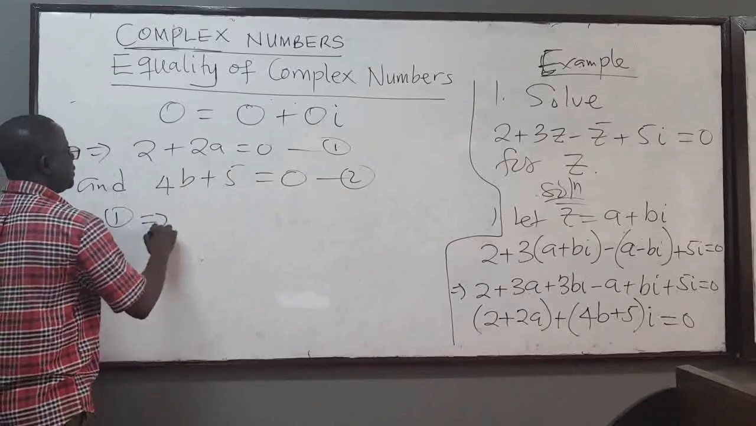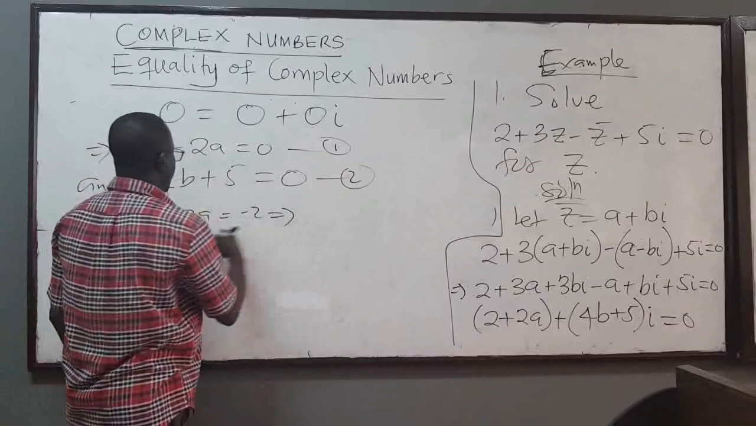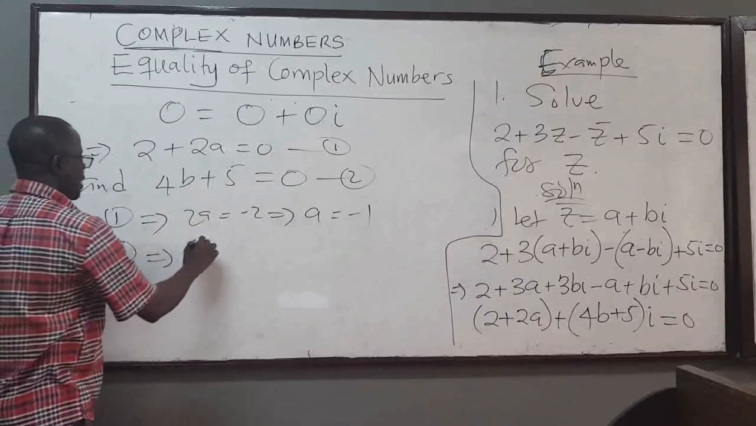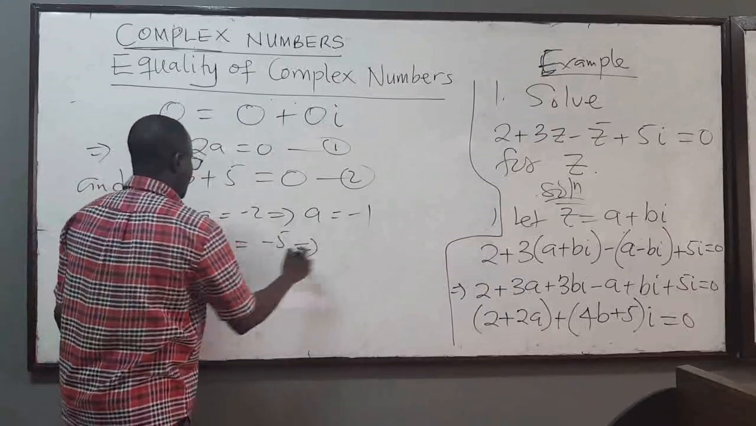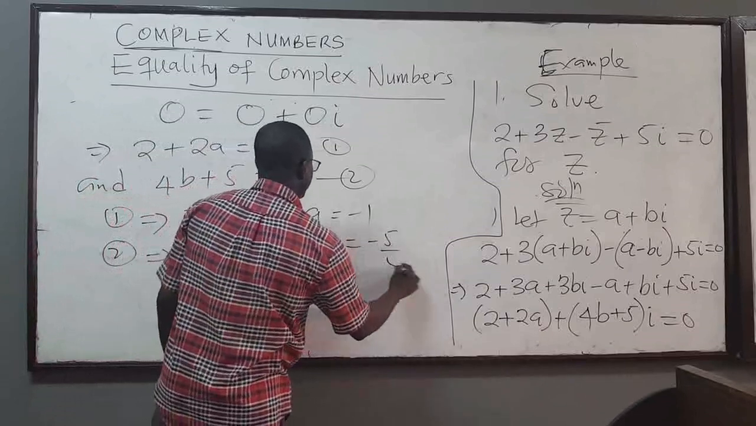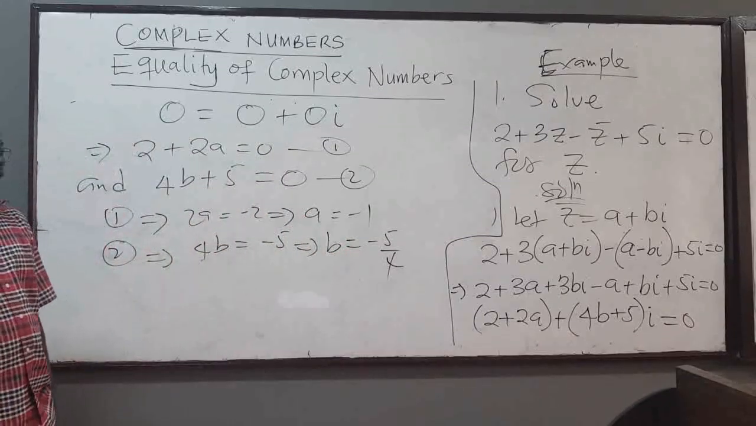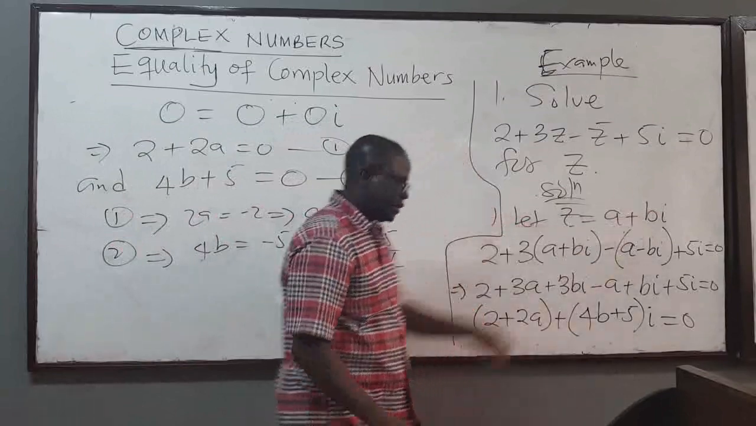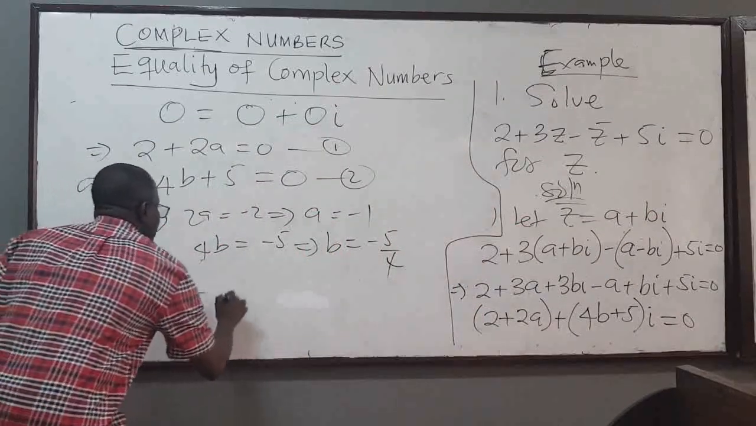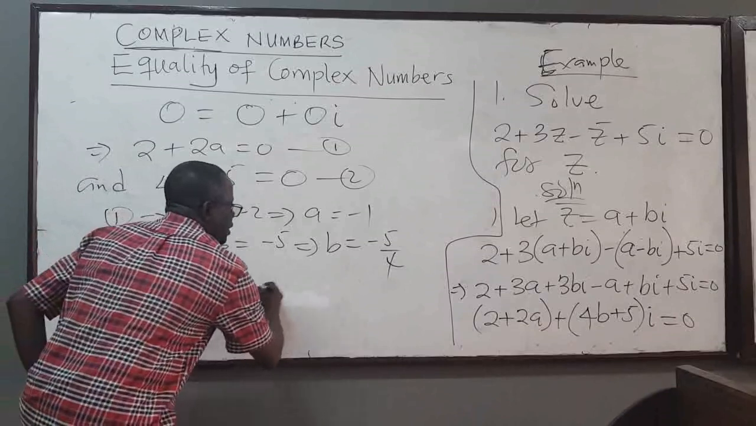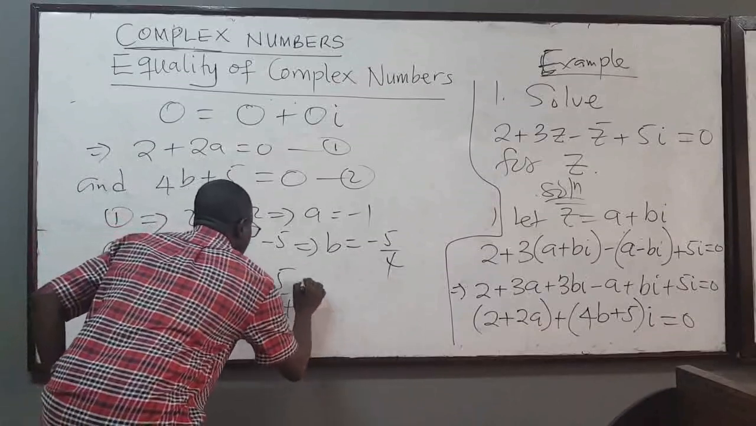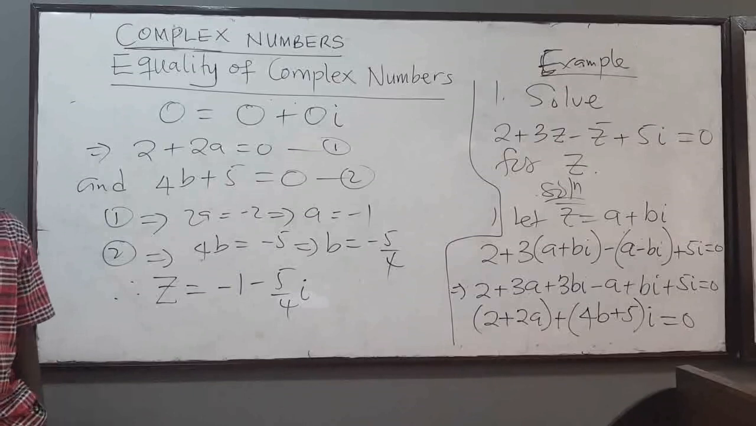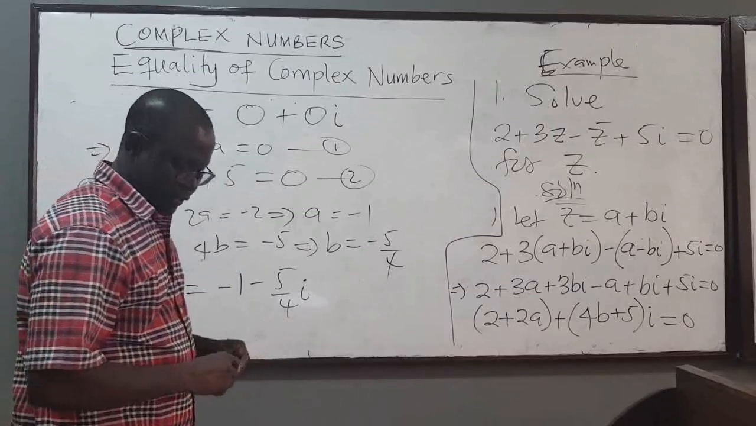From 1, I have 2a is negative 2, which implies that a is equal to negative 1. And then from 2, I have 4b is equal to negative 5, which implies that b is equal to negative 5 over 4. So I have a and I have b, which means I have my complex number z. Plug in a and b here, therefore z is equal to a, which is negative 1, plus bi, so that is minus 5 over 4 i. Okay? So that is how you can apply the equality of complex numbers to solve problems.